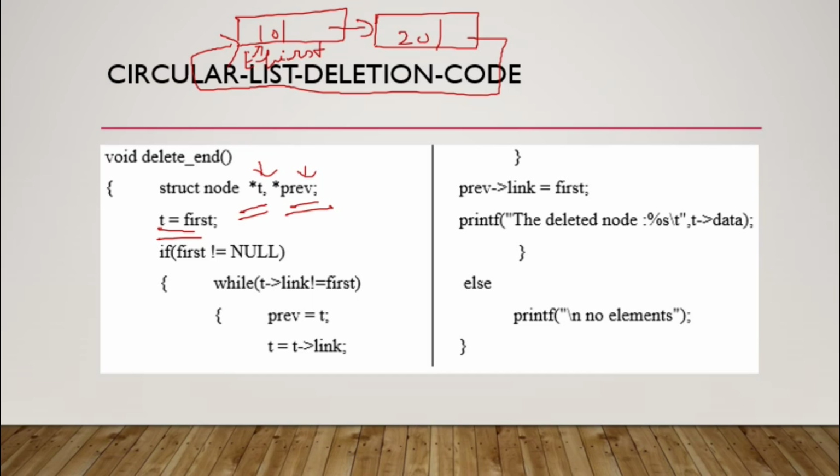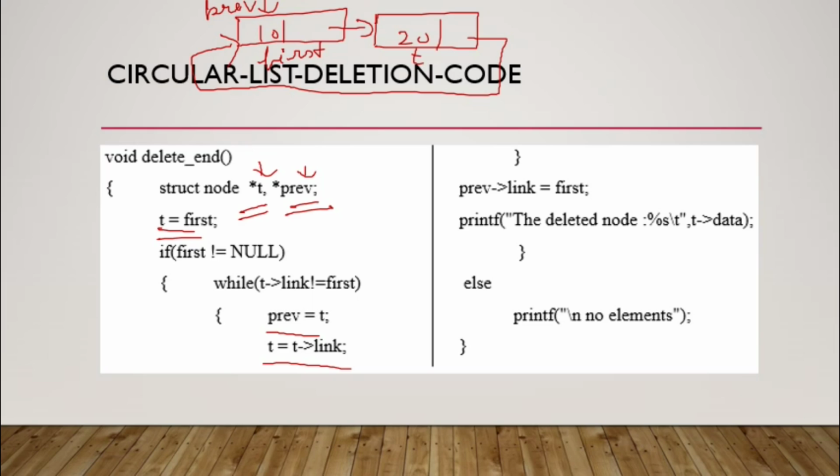So while t of link is not equal to first, till t of link becomes equal to first, we have to execute these two steps. What I am doing is pre is equal to t, so pre will also point here in the first iteration. Then t is equal to t of link. So t which was there gets cancelled from here, and t comes here. This is first, and pre is here. Pre and t.